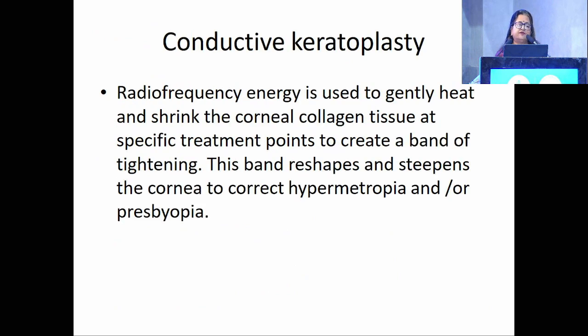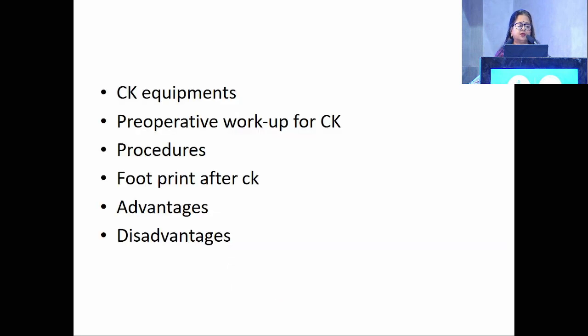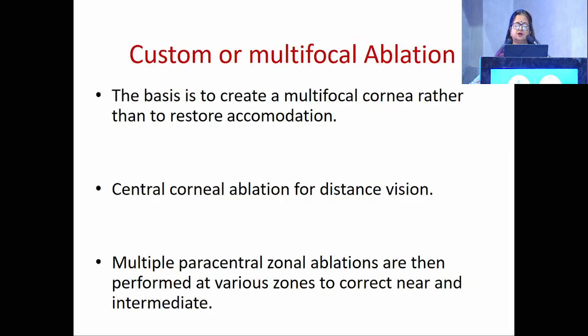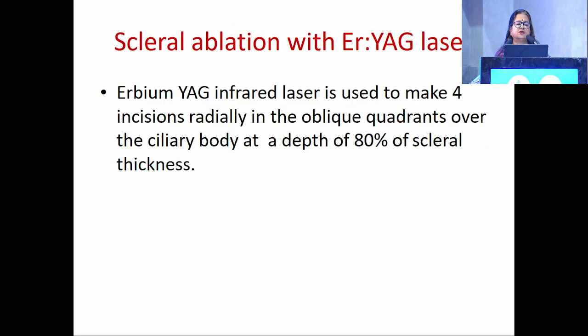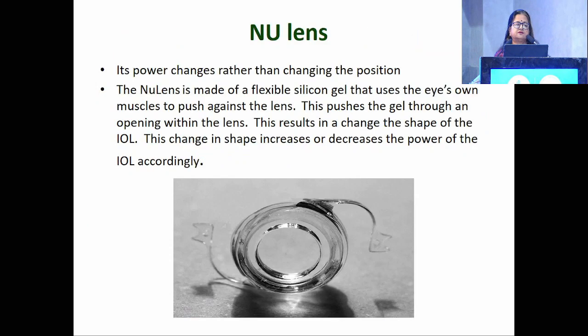Radio frequency energy is used to gently heat and shrink the corneal collagen at specific treatment points to create a band of tightening. This band reshapes and steepens the cornea to correct hypermetropia and presbyopia. So these are the various spots at which the radio frequency waves can be given, and these are the equipment which are needed. These things are very nicely explained by my previous speakers. Accommodative IOLs were very nicely given by them.